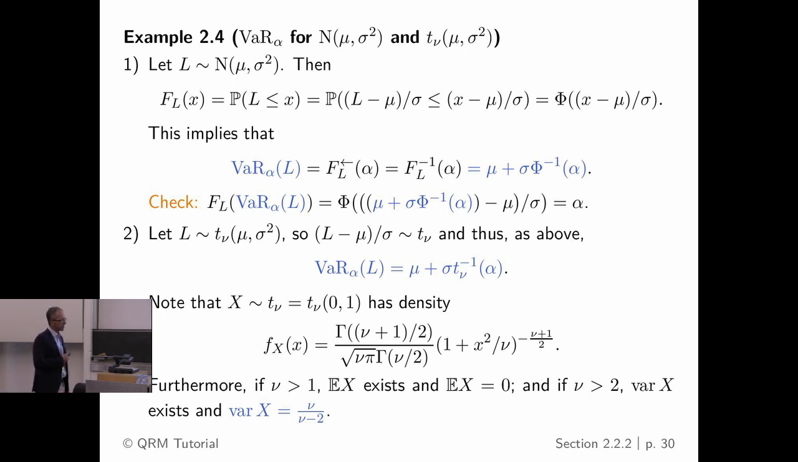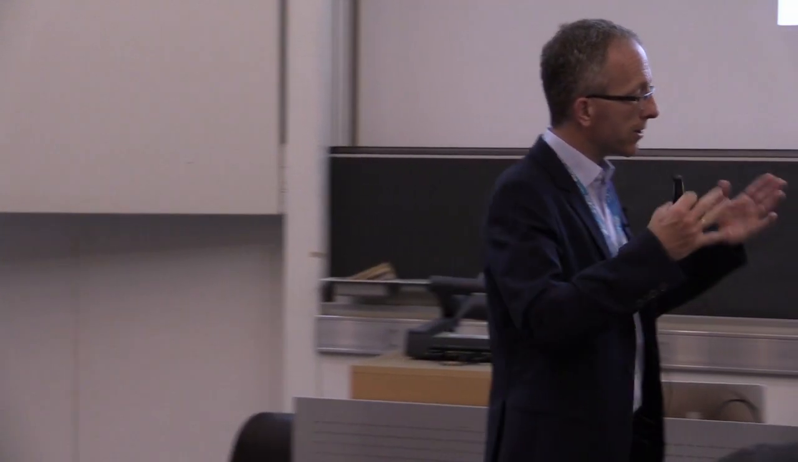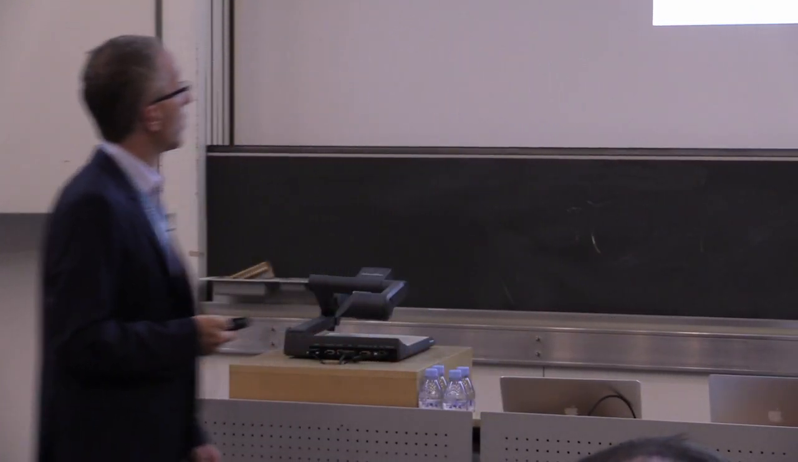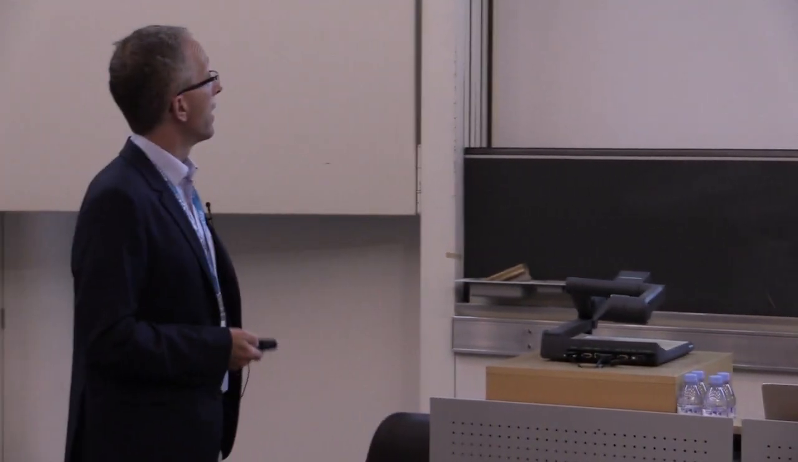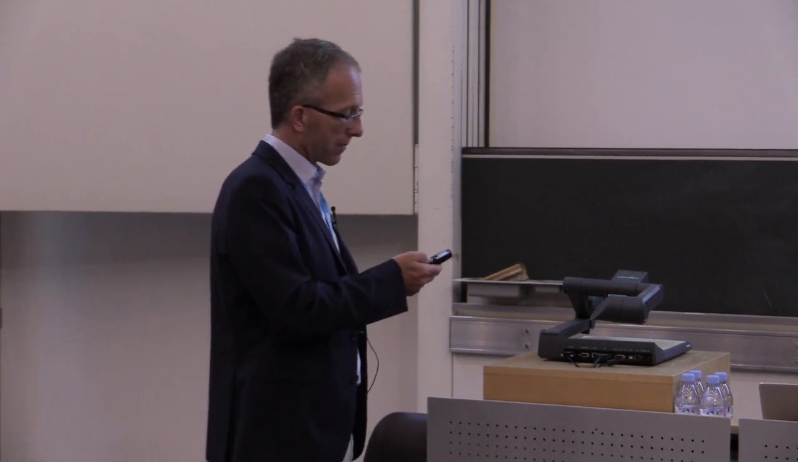The t-distribution is also a symmetric distribution. Many properties are similar to the normal, but it does have more mass in the tails. And the value at risk also has this property here. Now the t-distribution has so-called power tails. We'll learn about that more tomorrow. And it's very often a reference example which tells us how much will go wrong if we work with a normal distribution, but the reality is more heavy-tailed.